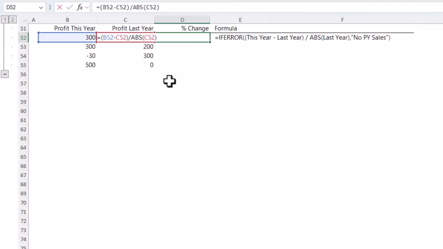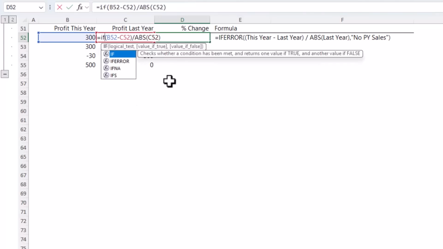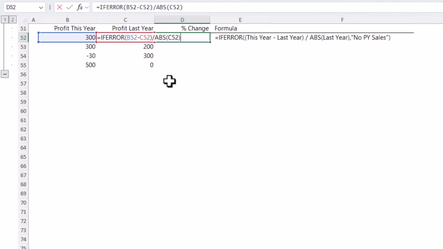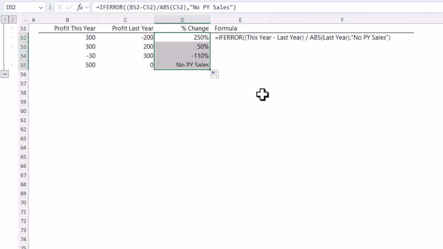And to make it even better, let's wrap it in IFERROR in case we come across zeros. I need to add another parenthesis at the front, comma, the message is no prior year sales. Close double quotes, close parentheses, and now we've handled every possible scenario, avoiding both misleading signs when transitioning from losses to profits and changes from zero.